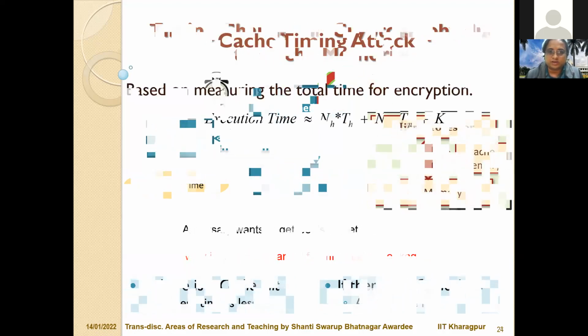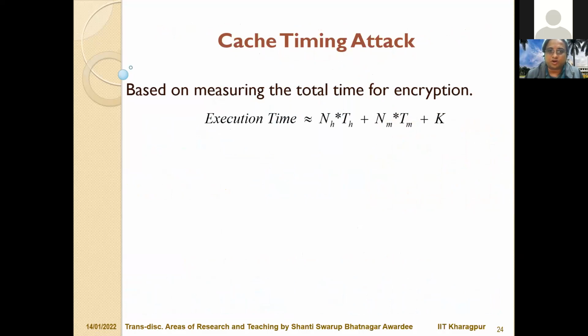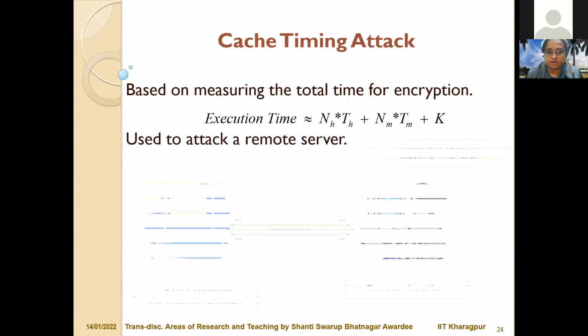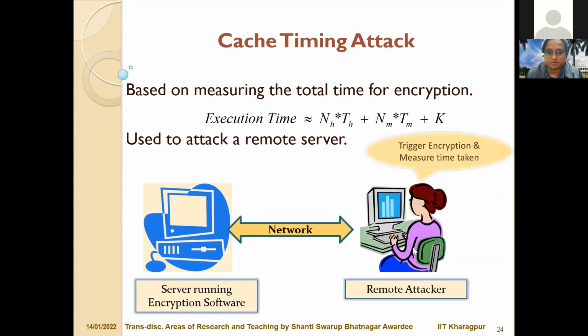Let me give a very top-level description of how the attack works. There is a very popular form of attack called the cache timing attack, which can work even in a remote setting. Imagine there is a remote attacker and a remote server running software, and you send a packet and get back the information, but while you get it, you also observe the timing for encryption. So the question is, can this timing reveal information about the secret?